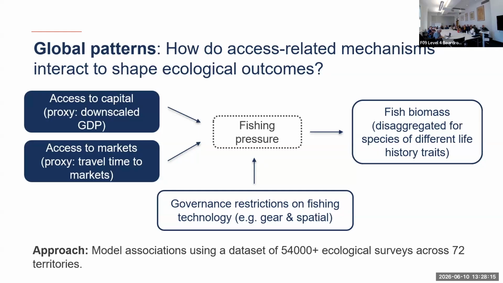And then we do also have for these sites information on the governance restrictions in place in each site. And so I'll be using that data set to assess, if you have increased access to capital and markets, and then you set certain restrictions, to what extent can those mitigate the impacts that you see on the biomass?